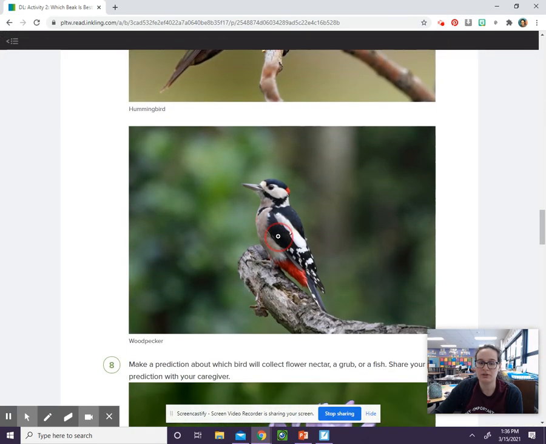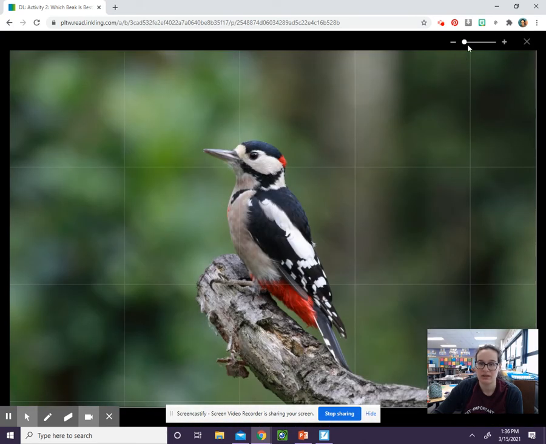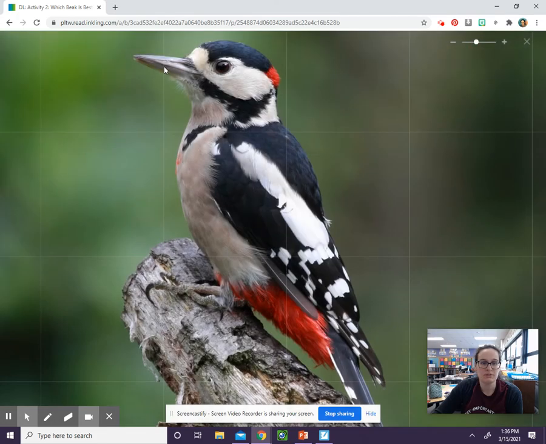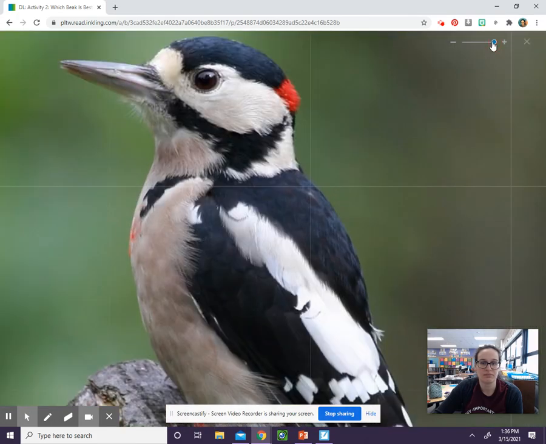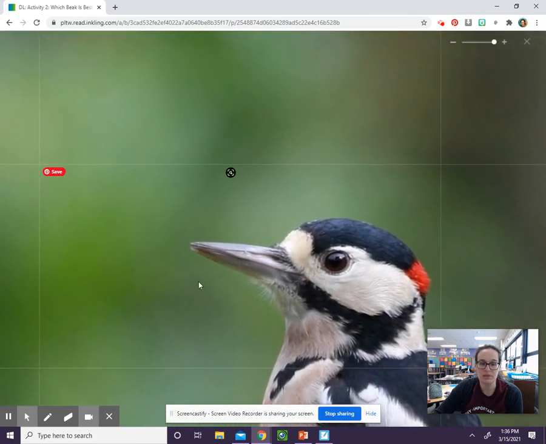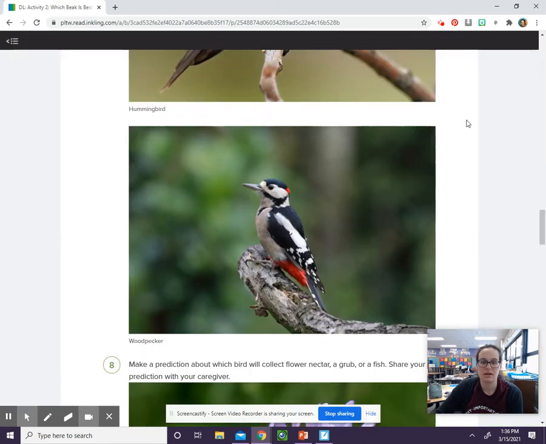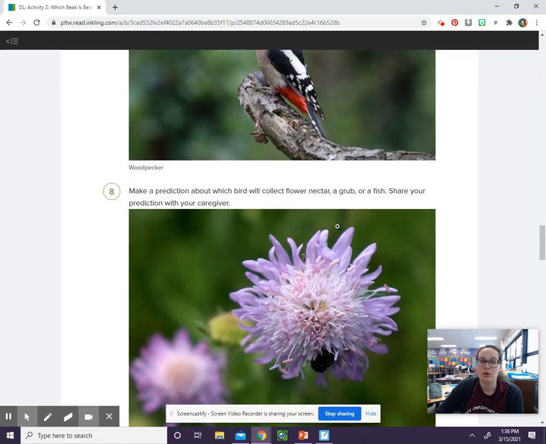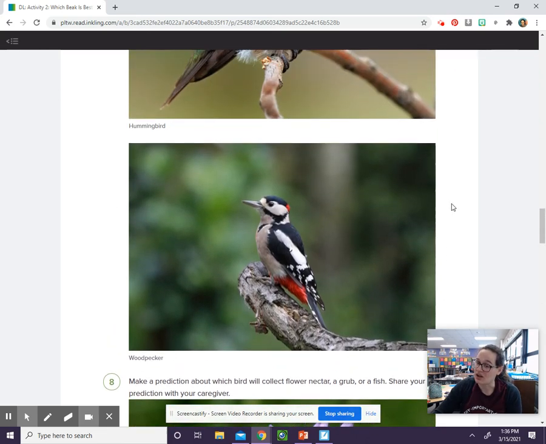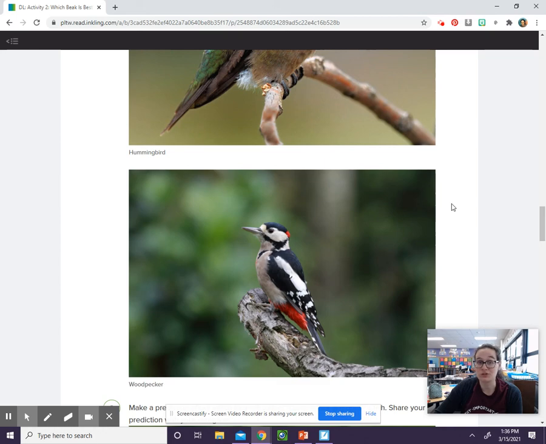And finally, we're going to look at a woodpecker. And let's look at this bird's beak. What would this beak be good at collecting? Is it adapted to get nectar, a grub, or a fish? You will make your predictions on Seesaw, and then we will talk about them more tomorrow.